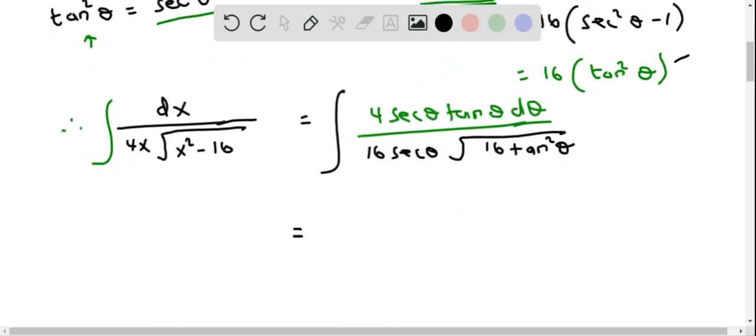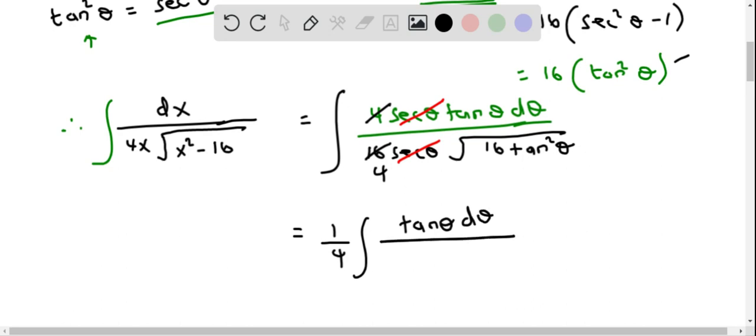So here we can cancel this secant theta and this secant theta. And then we have 4 dividing into 16 as 1/4, which I factor out, and then we put the integral of tangent theta d theta. This is divided by 16 times the square root of tangent square theta, which is basically 4 times the square root of tangent square theta, which is tan theta. So this one is tangent theta.